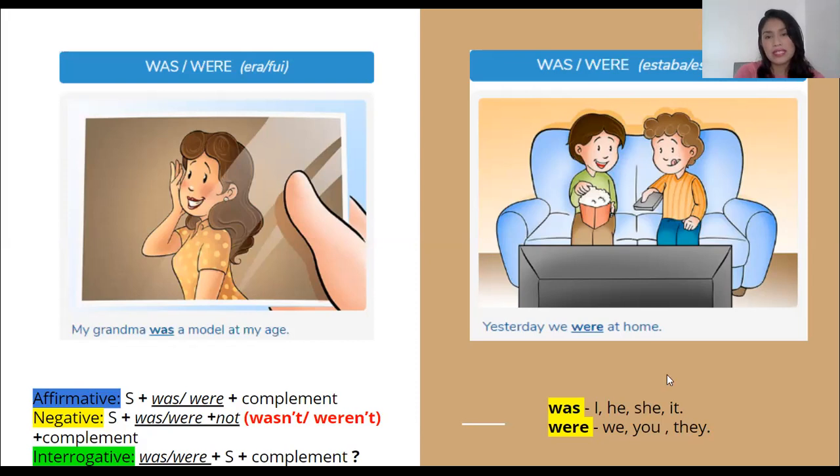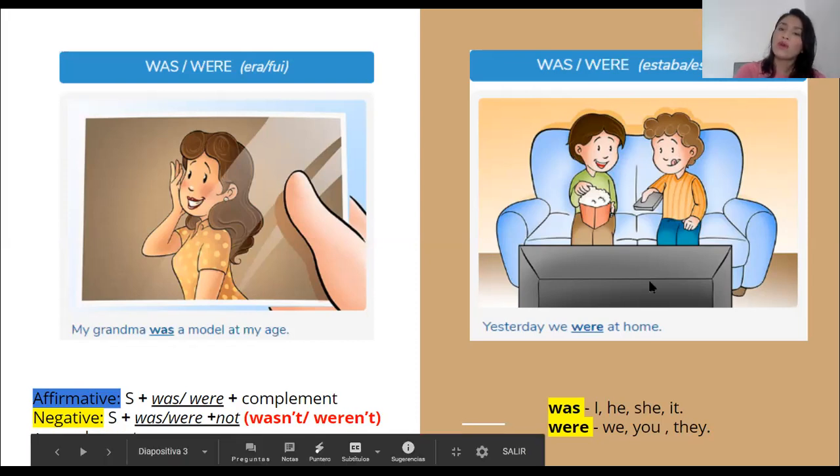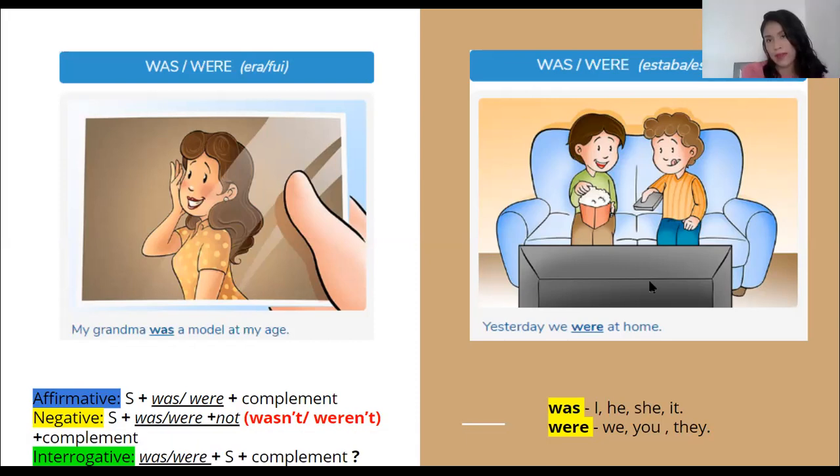Yesterday we were at home. Si yo lo quiero traducir y me enfoco nada más en que was o were significa era o fui, pues no tiene sentido. Recuerden que también significa estaba o estuve. So if I say, yesterday we were at home, it means that estábamos en casa, right? O sí estábamos en casa.